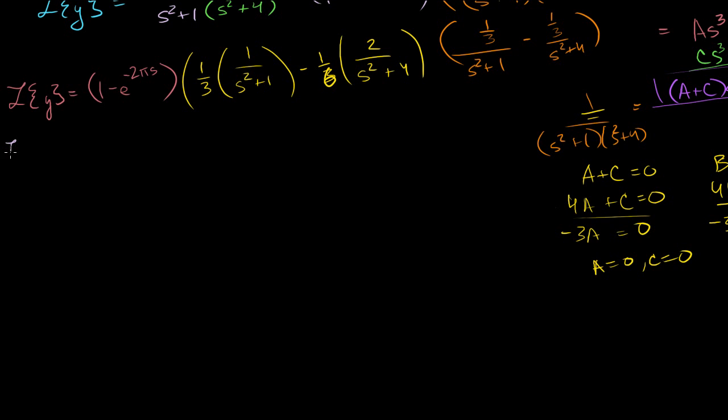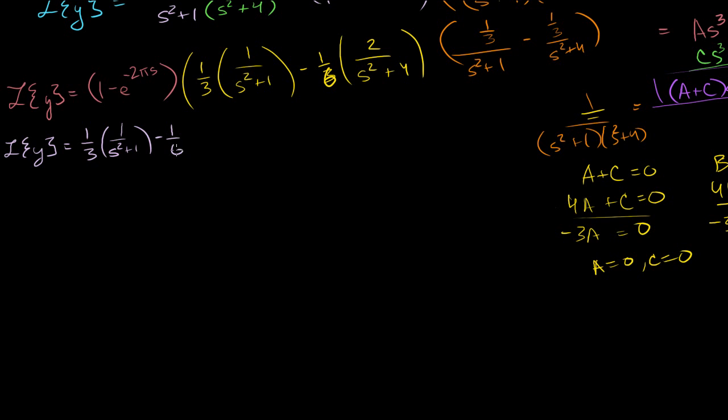We can write the Laplace transform of y is equal to, I'm just going to multiply the 1 out, and then I'm going to multiply the e to the minus 2 pi s out. So if you multiply the 1 out, you get 1/3 times 1 over s squared plus 1. I'm just multiplying the 1 out.